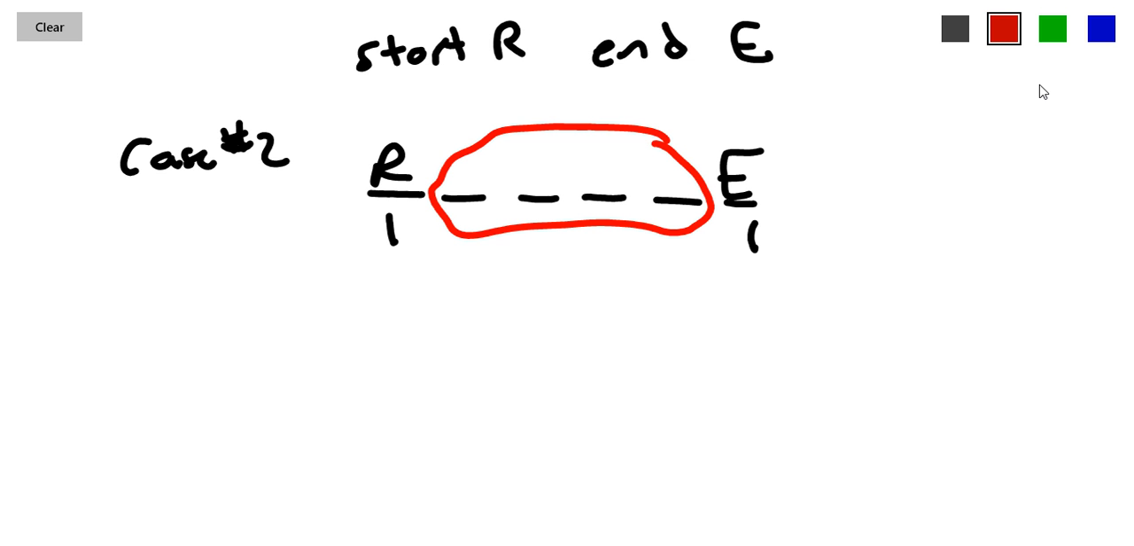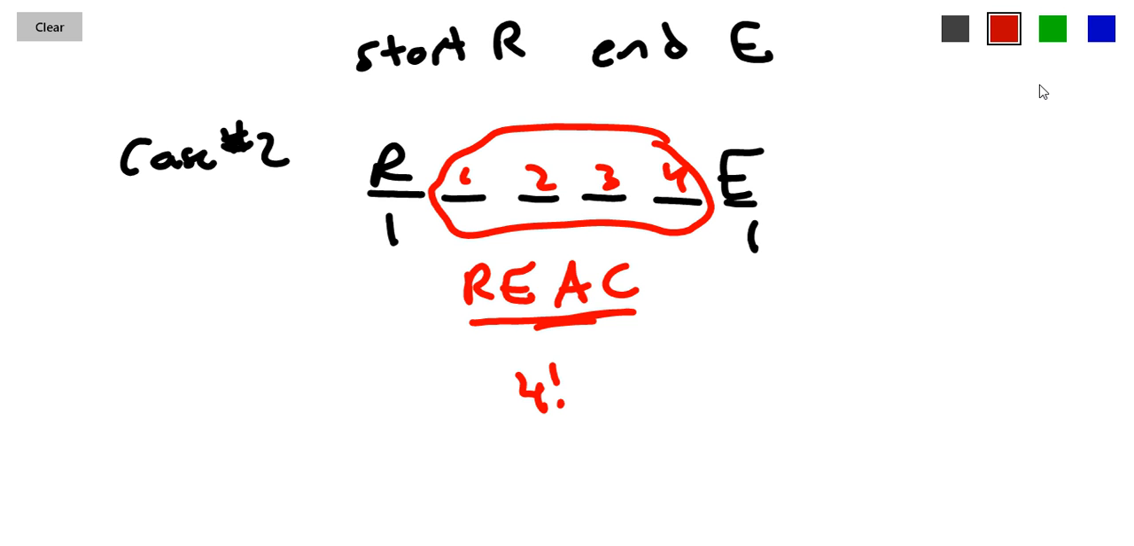So what's happening in the middle is I have the other R, the other E, an A, and a C. So these 4 objects have to go into these 4 positions. So there's 4 objects to fill 4 positions, which is 4 factorial. 4 times 3 times 2 times 1 is 24.